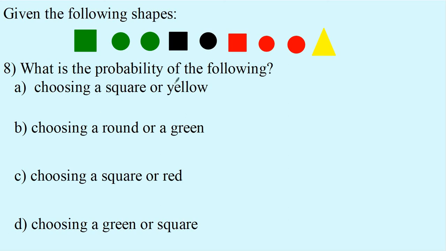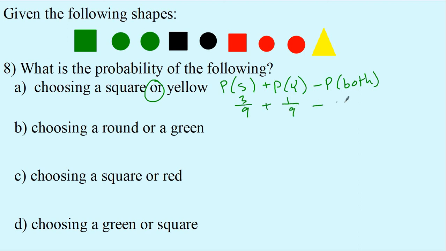Probability of choosing a square or yellow. So that's the probability of a square. This is or. So square plus the probability of yellow minus the probability of both. Well, there are 3 squares out of, what is that? 1, 2, 3, 4, 5, 6, 7, 8, 9. 9. Plus the probability of yellow minus the overlap. There are no yellow squares. So our answer is just 4 out of 9.